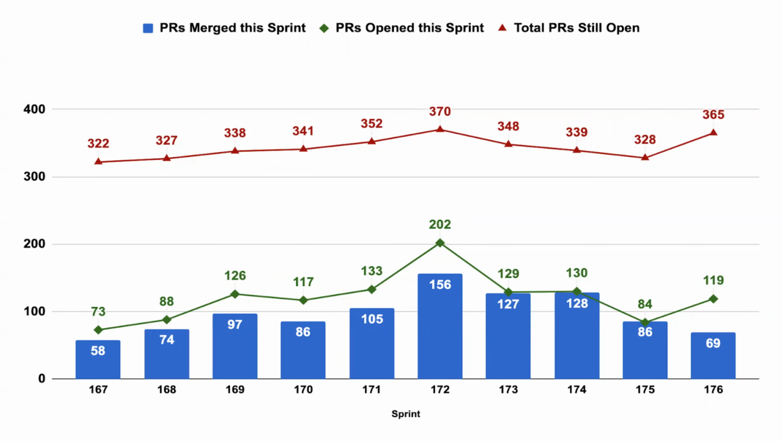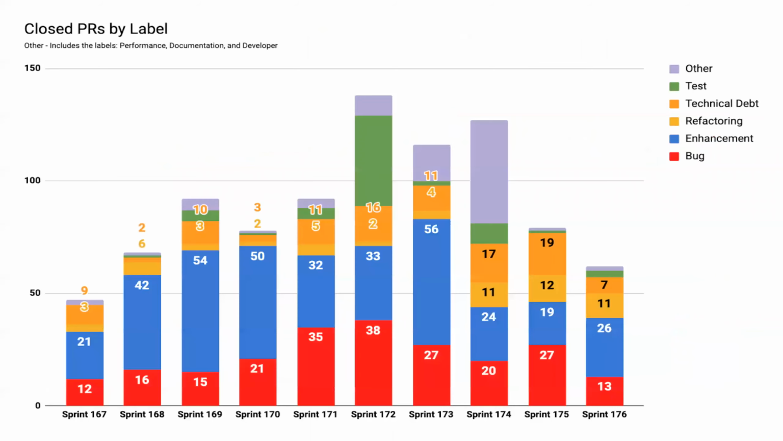These last 2 weeks, we only had 69 pull requests merged. Considering that it had a Thanksgiving break in it, that's not a bad drop. So I expect things to return back to normal in the next sprint. In terms of the breakdown, 26 were enhancements, 13 were bug fixes, 11 were refactoring, and 7 were tech debt.